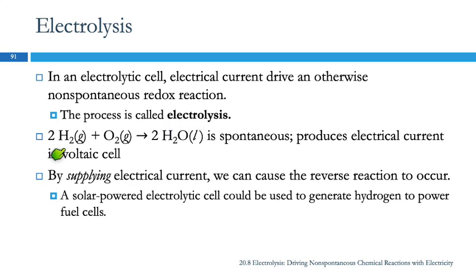So H2 gas plus O2 gas will make water. That is a spontaneous chemical reaction. It's used in that fuel cell. It will produce electrical current. But by supplying electrical current, we can cause the reverse reaction to occur. We can take water and break it down into hydrogen and oxygen gases.